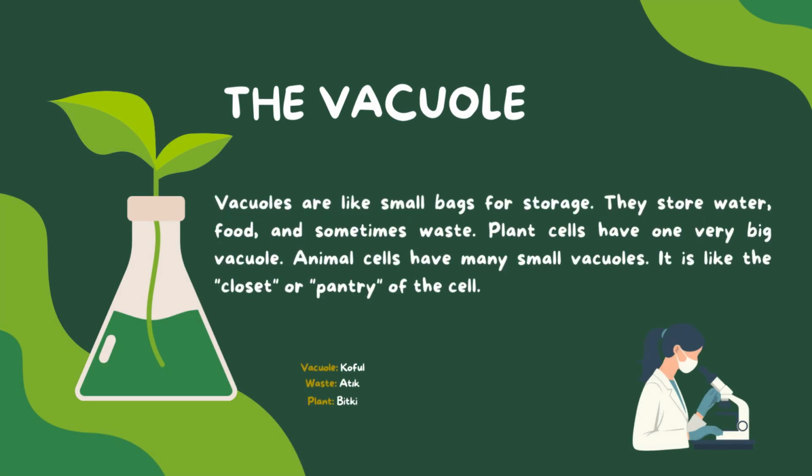The vacuole. Vacuoles are like small bags for storage. They store water, food, and sometimes waste. Plant cells have one very big vacuole. Animal cells have many small vacuoles. It is like the closet or pantry of the cell.